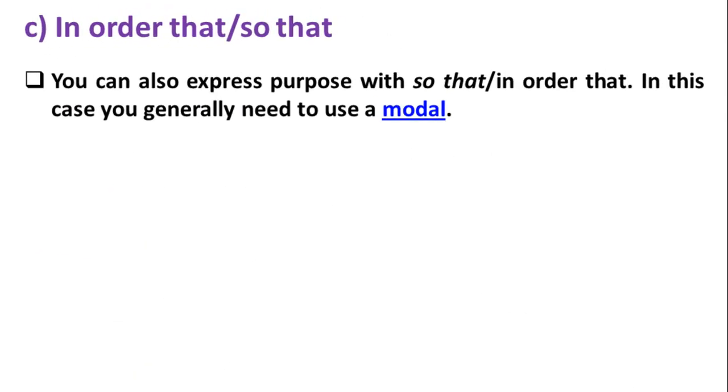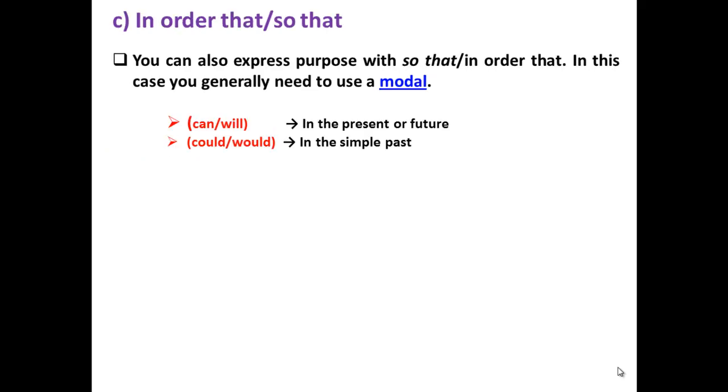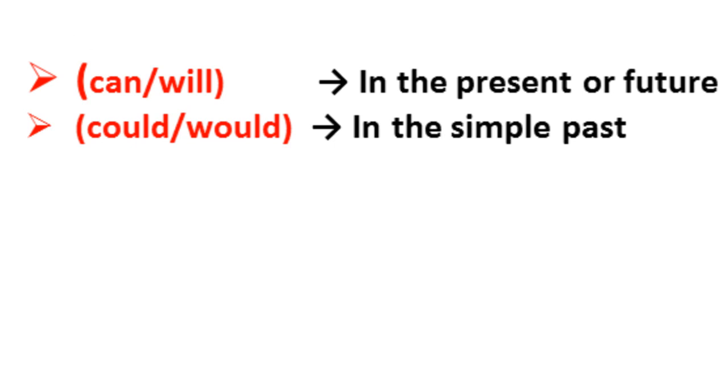One more way of expressing purpose in English is by using in order that or so that. In this case, you generally need to use a modal. The modals that can be used with them are the following: can or will, when the tense of the verb in the sentence is the simple present or the simple future, or could or would, when the tense of the verb in the sentence is the simple past.